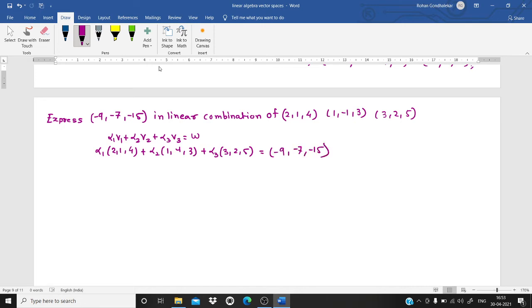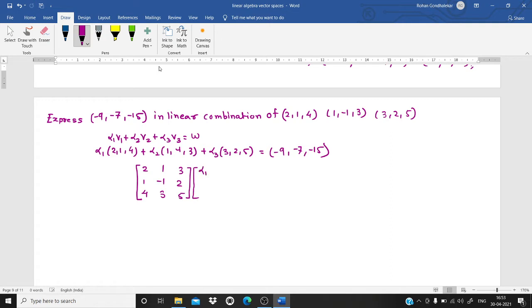So if we just go and work out this, we get a system of linear equations for which we can write a direct matrix notation of the system. See, each vector 2, 1, 4; 1, -1, 3; and 3, 2, 5 are nothing but the columns of the coefficient matrix. So 2, 1, 4 is the first vector, 1, -1, 3 is the second vector, 3, 2, 5 is my third vector. That is the third column of the coefficient matrix.